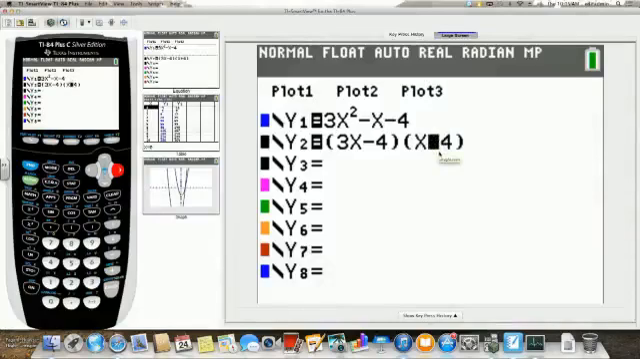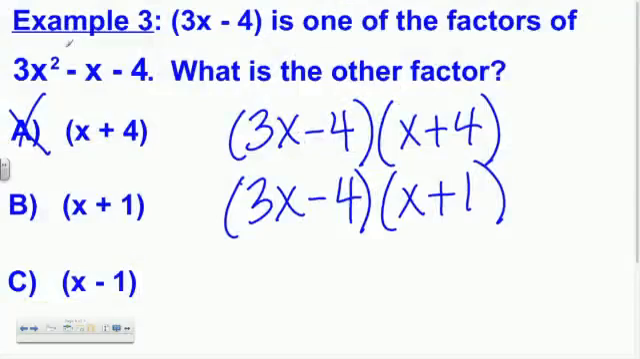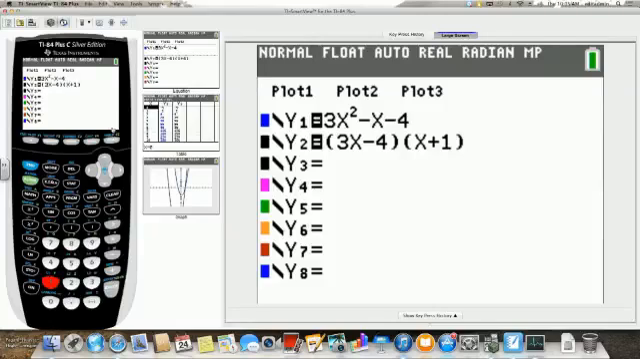Okay, so I've already forgotten what that factor was. So let me go back and look at the problem. All right, so I need to change that second binomial to x plus 1. So let me go back to my calculator and change that to x plus 1. So I'm going to type over that 4, change it to a 1. Now let me go ahead and press graph and see what this looks like.